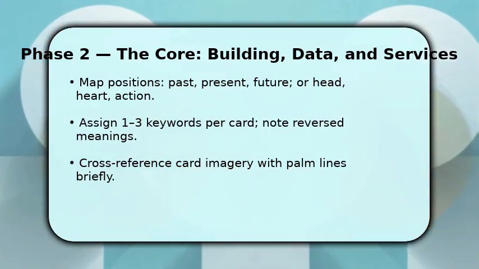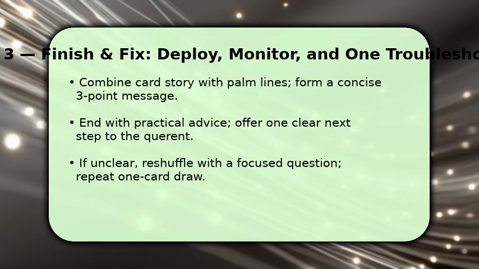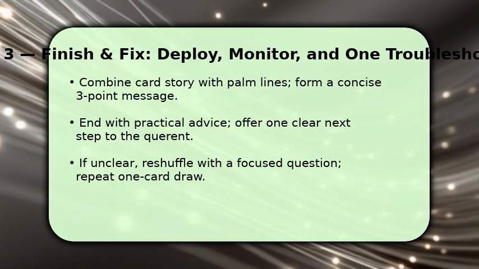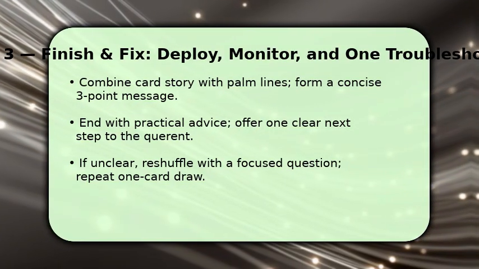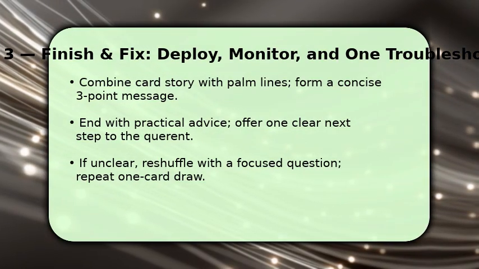You finish by weaving a coherent narrative. Link card sequence to palm lines and extract 3 clear takeaways: 1 insight, 1 warning, 1 action. Then give the querent a practical next step. Make it specific and achievable.